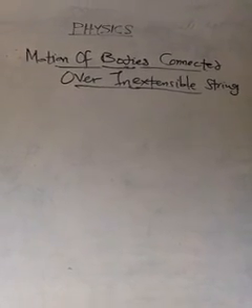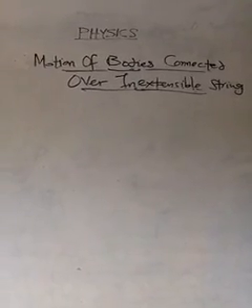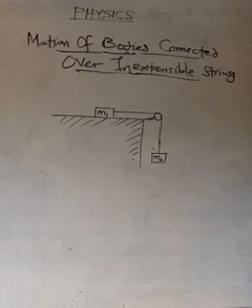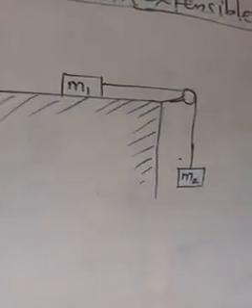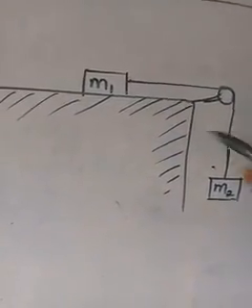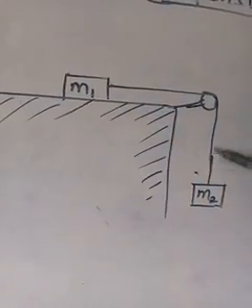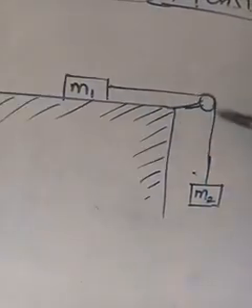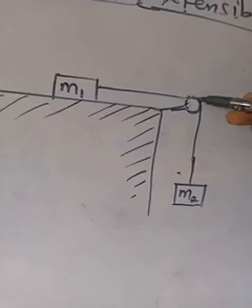Motion of bodies connected over an inextensible string. In this case, we'll be considering two bodies of masses m1 and m2. This is the first one, this is the second one. Now, this is the string, and to every string there is always a tension on the string. Then this is a pulley, a movable pulley.